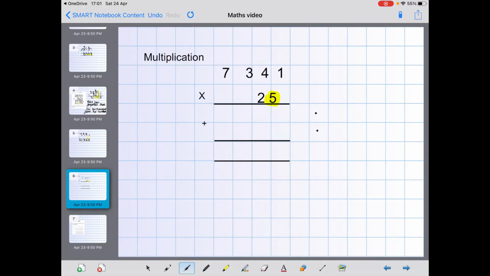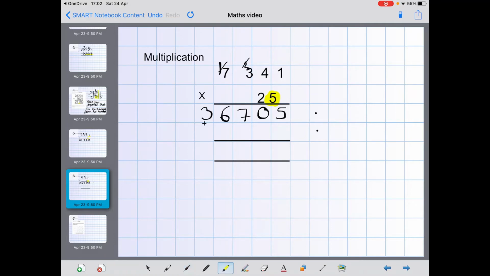So let's begin. 5 times 1 gives me 5. 5 times 4 gives me 20. Pop down the 0 and carry the 2. 5 times 3 gives me 15. Add my 2, 17. I then cross out my 2 so that I don't get confused by the numbers I am carrying when I multiply by my tens. So I pop down my 7 and carry my 1. 5 times 7 gives me 35, add 1, 36. And again, I make sure to cross out that number that I have carried, as I don't want to get confused when I move on to the tens now.